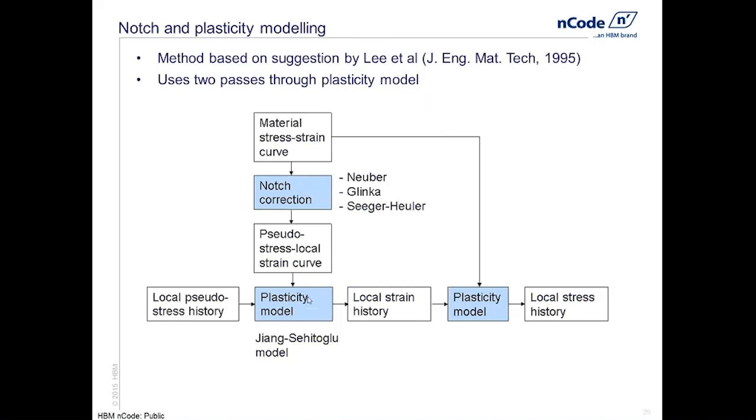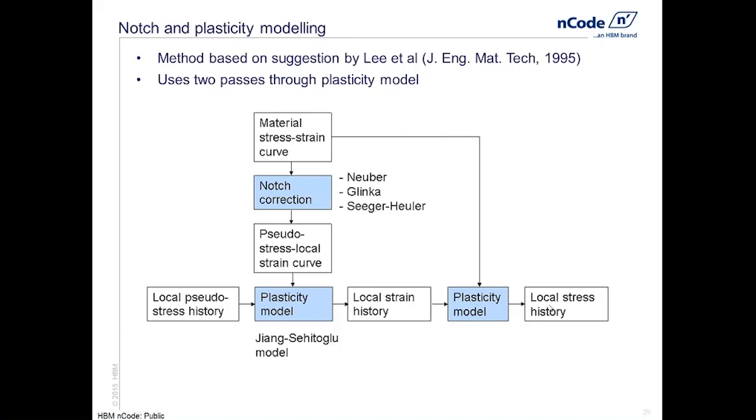What we've done is turn the notch problem into a plasticity problem. So we then push the local pseudo stress history through that plasticity model, and out pops an estimated local strain history. If we also want the local stresses, we have to reinitialize the plasticity model with the original stress strain curve, and then push the local strain history through that to get the local stresses.